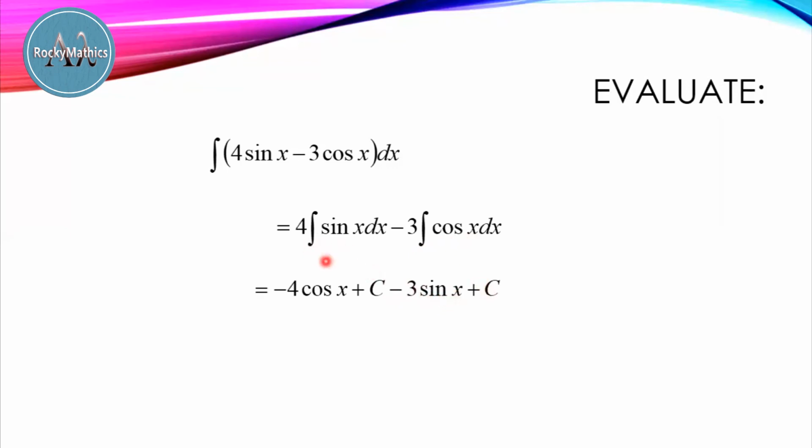And since we have plus c in this term, we also have plus c in this term. So we have negative 4 cosine x minus 3 sine x plus c. This c here is the new c, which is equal to c1 plus c2, for example, or the c in this expression and the c in this expression.